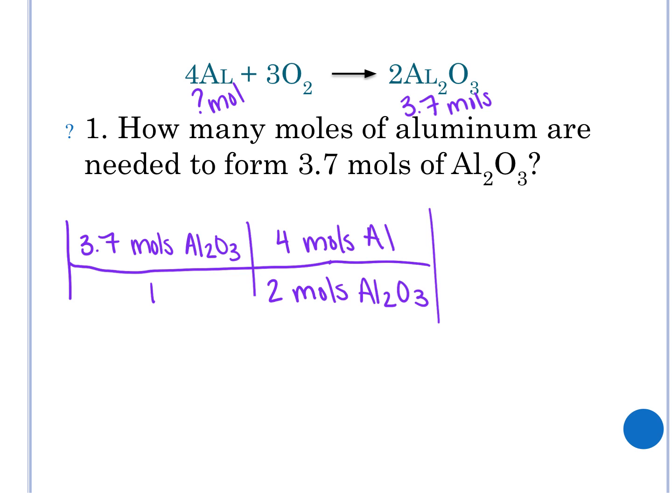All right, so then let's calculate. What's 3.7 times 4? Get an answer and then divide that by 2. 7.4. What's your unit? Moles of aluminum. Okay, so it's moles of aluminum.